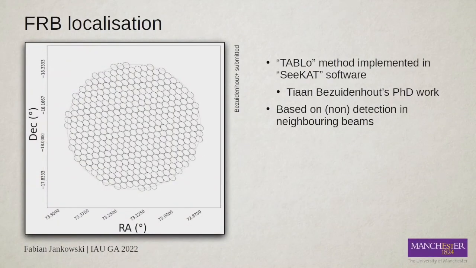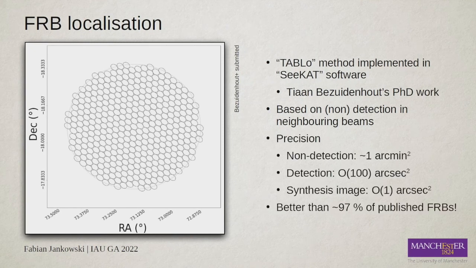In terms of localization, we do that by tessellating the primary beam with coherent beams, and we apply the tied-array beam localization technique. And depending on if an FRB is only detected in a single coherent beam, we can localize it to about 1 square arc minute, which is already better than the vast majority of FRBs that are currently published. If it's detected in multiple beams, we can go to about 500 square arc seconds. And if we can actually image the field or image the voltage buffer dump, we can get down to about 1 square arc second or below that.